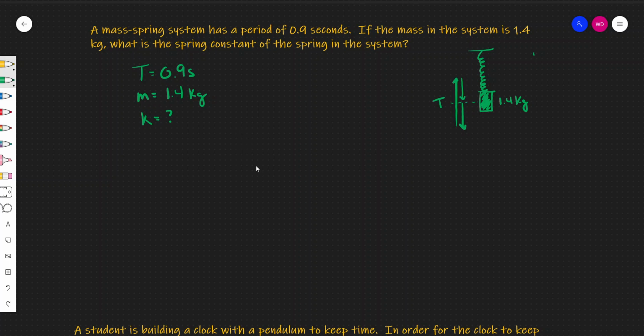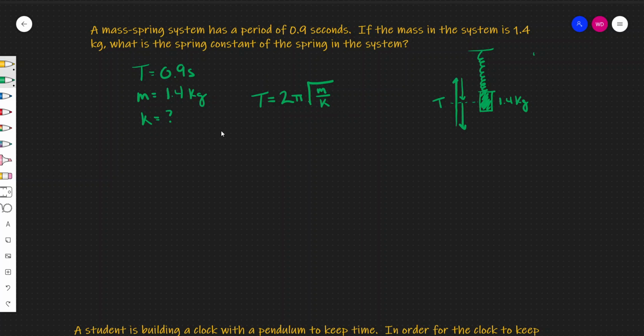Well, if we look at our equation sheet, or we just remember that we have an equation associated with mass spring systems, that equation tells us its period. So the period of a mass spring system is equal to 2 pi times the square root of the mass in the system divided by the spring constant. If this is the equation, does it have the variable we're looking for? Does it have spring constant?